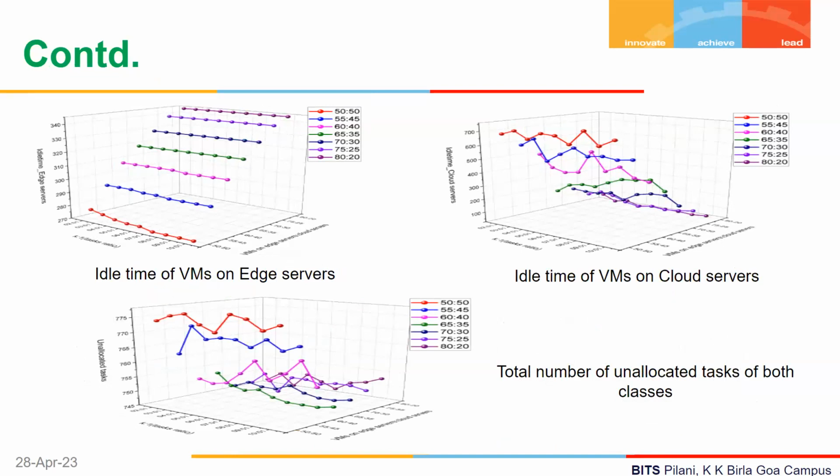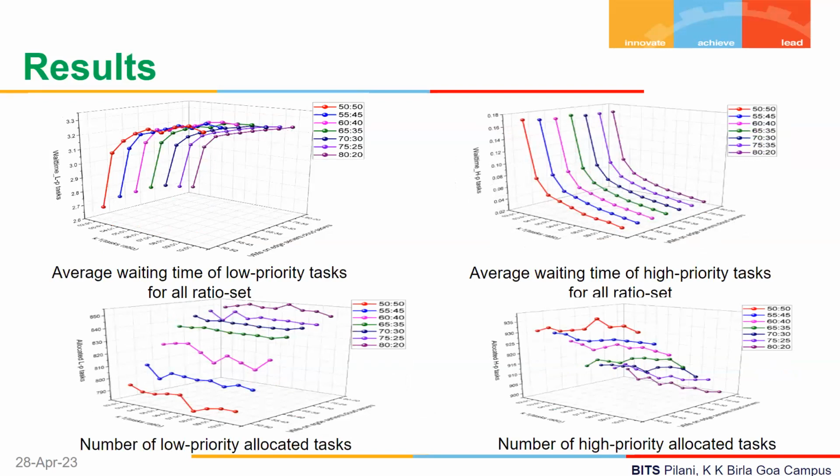Right. So this way we found out that 2:1 is the best ratio with respect to the task aspect. Now comes how many resources are required. Firstly, what we did is, 100 resources were there. We did a 50-50 split of that, like 50 on the edge, 50 on the cloud server.